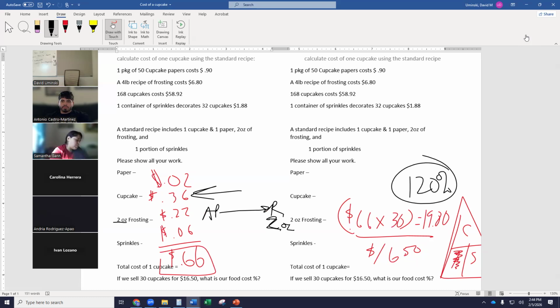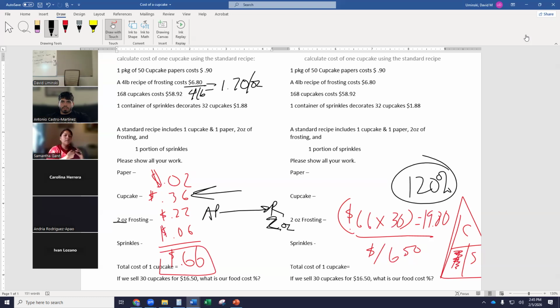Okay. The other error I see on the frosting side is that somebody will divide $6.80 by 4 and get $1.70, and they'll call it $1.70 per ounce. Well, no, it's actually $1.70 per pound, and then our units still don't match, so then we have to go back and reduce even further. All right.